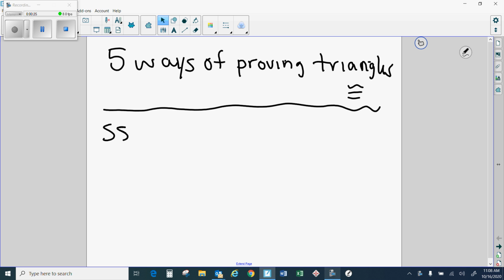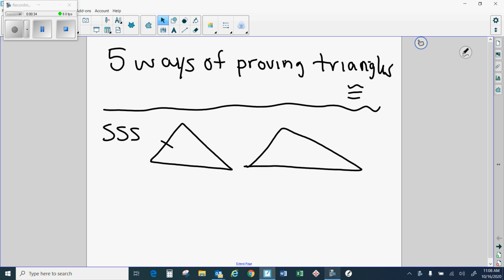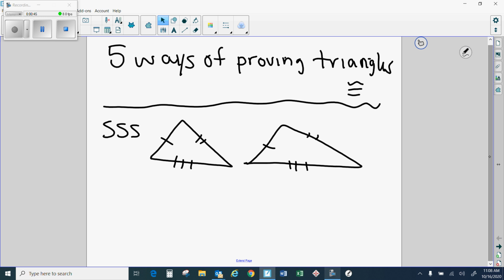Okay, so first I'm going to list them off as I go here. SSS, side, side, side. So if I have three pairs of corresponding sides that are congruent to each other, then they're congruent by SSS. There's SSS.